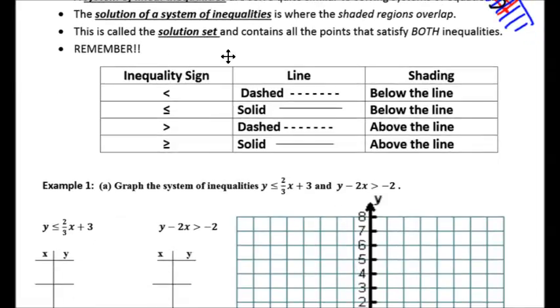All right, so again, here's that table about your inequality signs. If there is no little equal to, then you connect the dots with a dashed line. If there is an equal to symbol for your inequality, you connect the points with a solid line. If it's less than, you're going to shade below. If it's greater than, you're going to shade above.